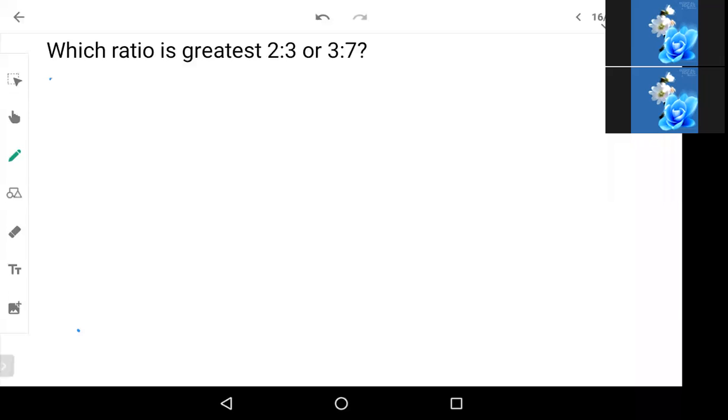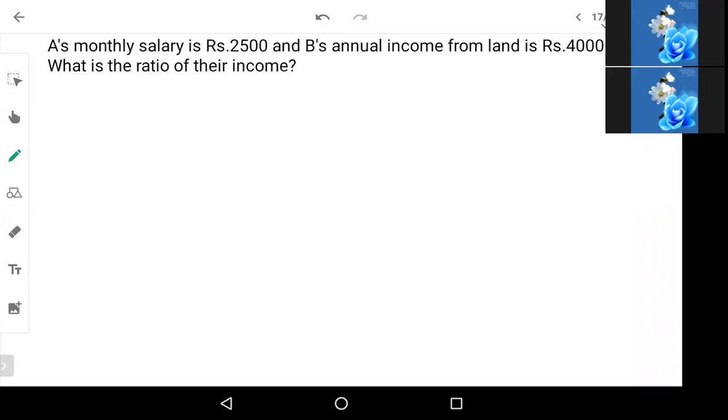Good. Now, this is the next question. This is a homework question. You have to find out which is the greater ratio between these two. Fine. Now, let us go to the next question.